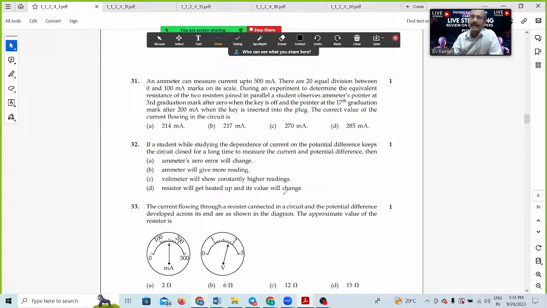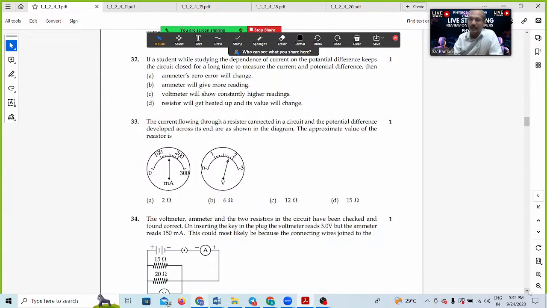What happens if, while doing the Ohm's law experiment, you keep both the ammeter and the voltmeter switched on? Obviously it will heat up. The values will change, the length of the wire will change, and the resistance will change. So the resistance will get heated up and the value will change. That is the fourth option. Next question.